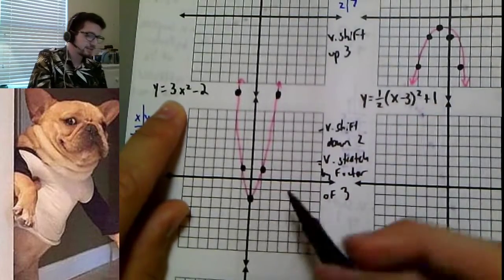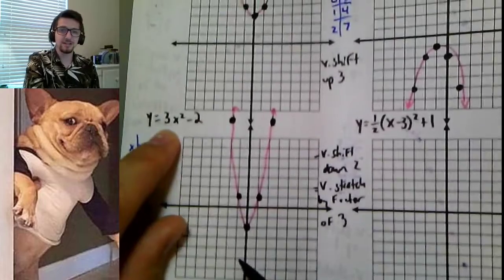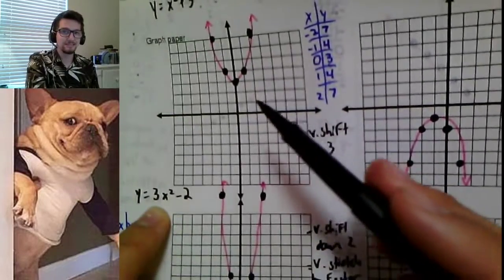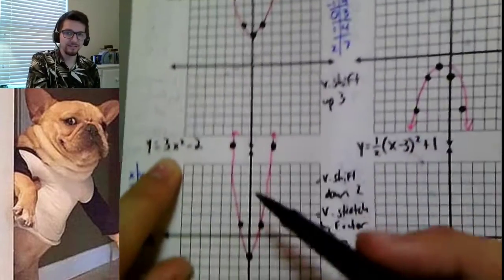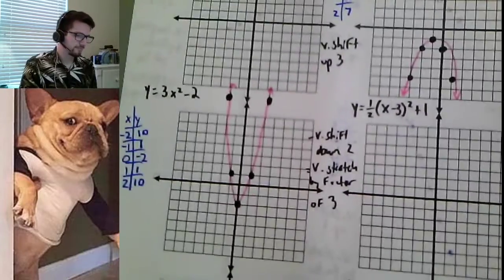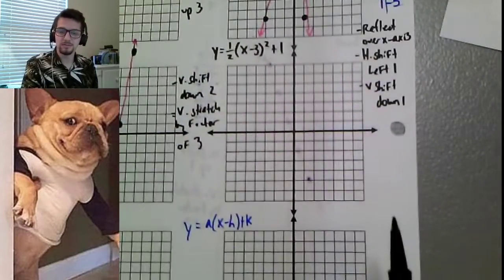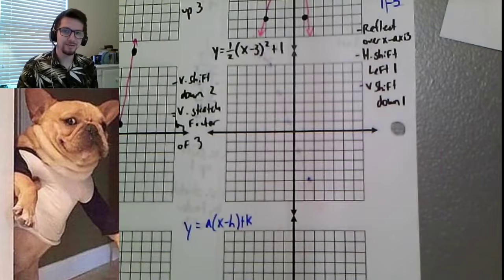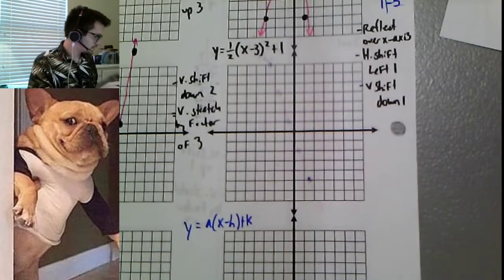Would you say that this is about 3 times as tall as a normal graph? Probably. Look at that. Big difference. Cool. Last problem. Y equals 1/2 times the quantity of x minus 3 squared plus 1. This one's a doozy, isn't it?